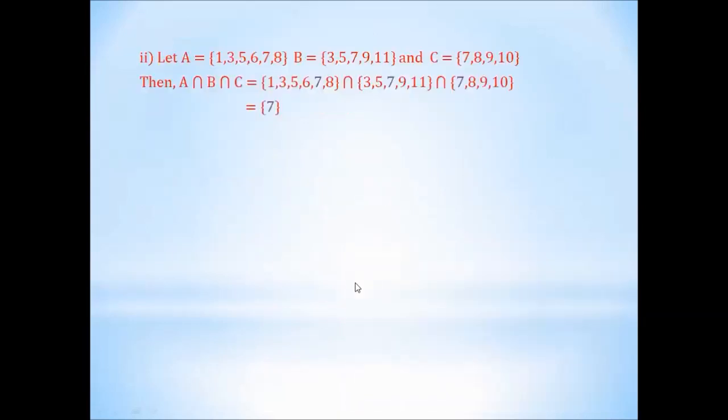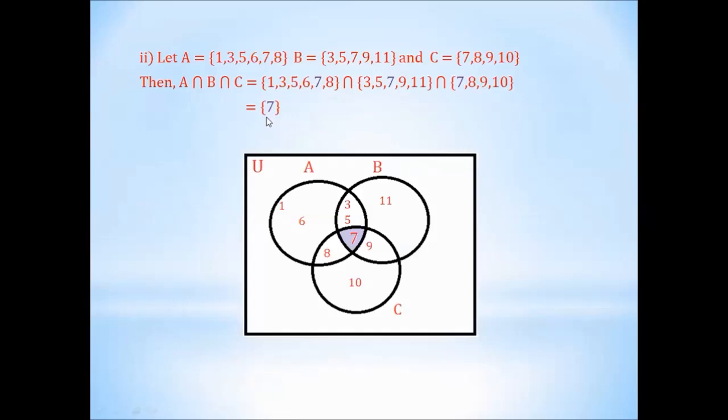Now let's see the next example of three sets. Let A equal 1, 3, 5, 6, 7, 8, B equal 3, 5, 7, 9, 11, and C equal 7, 8, 9, 10. So A intersection B intersection C: we will write all the common elements of A, B, C. What are the common elements of A, B, C? 7 is the common element for A, B, C. The Venn diagram for A intersection B intersection C is this common part. 7 is common in all three sets.